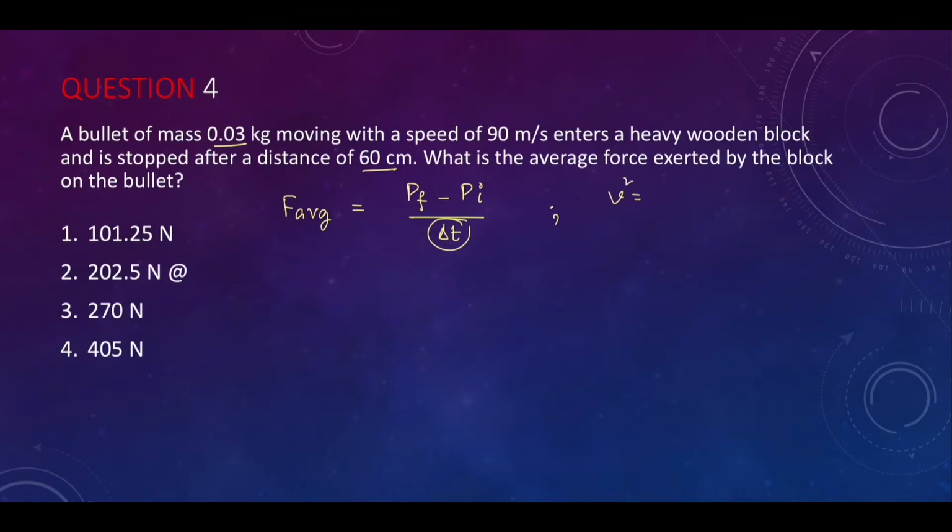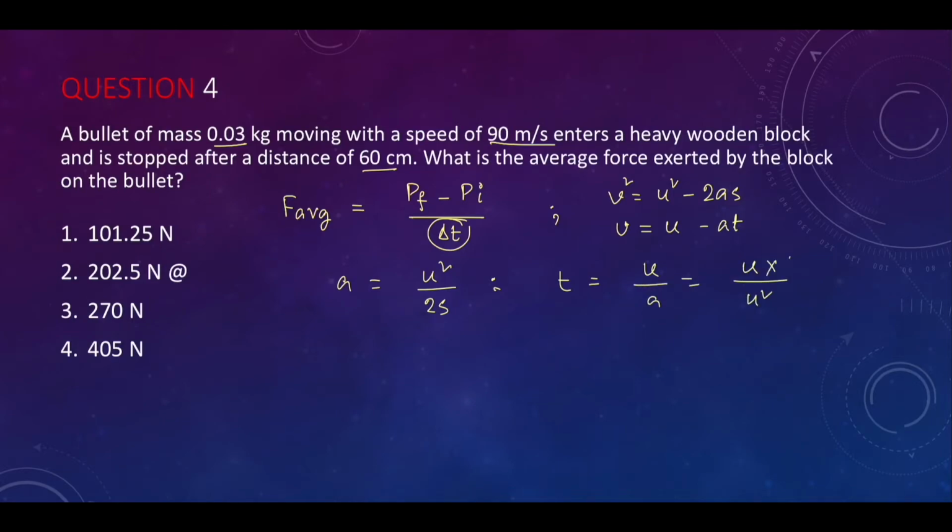Here we can use two kinematic formulas. One is v square is u square minus 2as. The other is v is u minus at, where a is the deceleration with which the bullet is moving through the wooden block, and when it comes to rest, v becomes 0, and u and s are given as 90 meter per second and 60 centimeter. So we need to find out the t. From the first equation, a is u square by 2s, and from the second equation, t is u by a, which is u by u square into 2s, that is 2s by u.